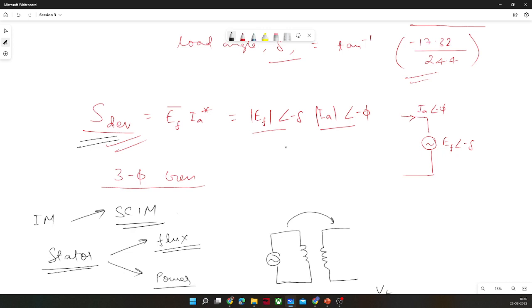So generally in machines, if the machine is overexcited, it would always try to supply back to the grid or to the load. Or if it is underexcited, it will always try to take from the supply. So there are two conditions.